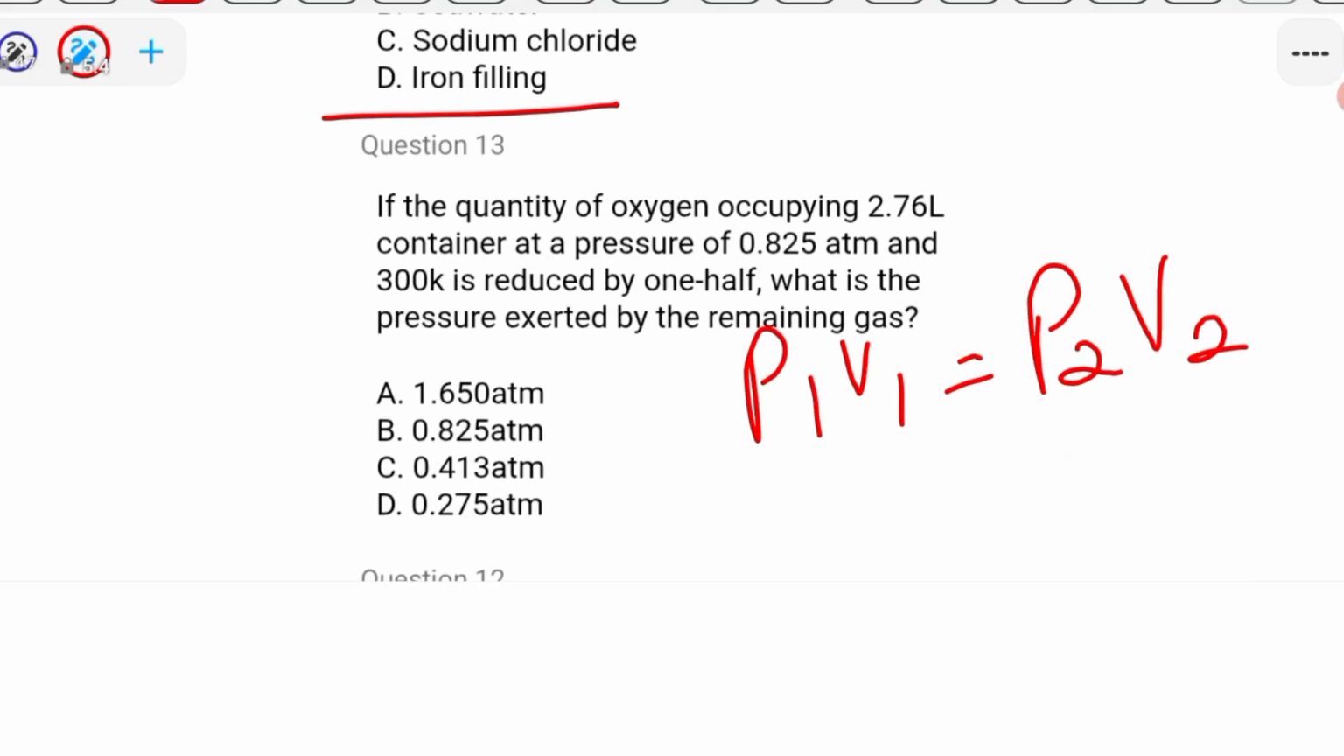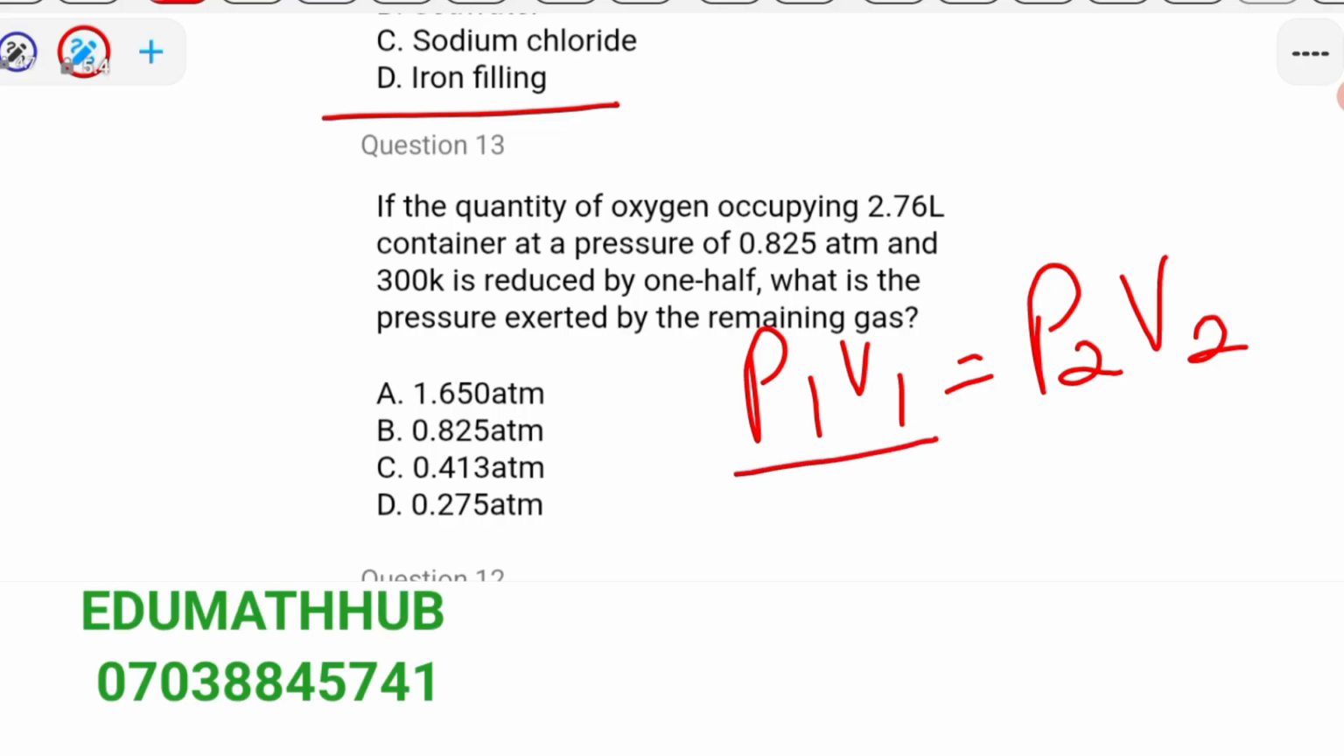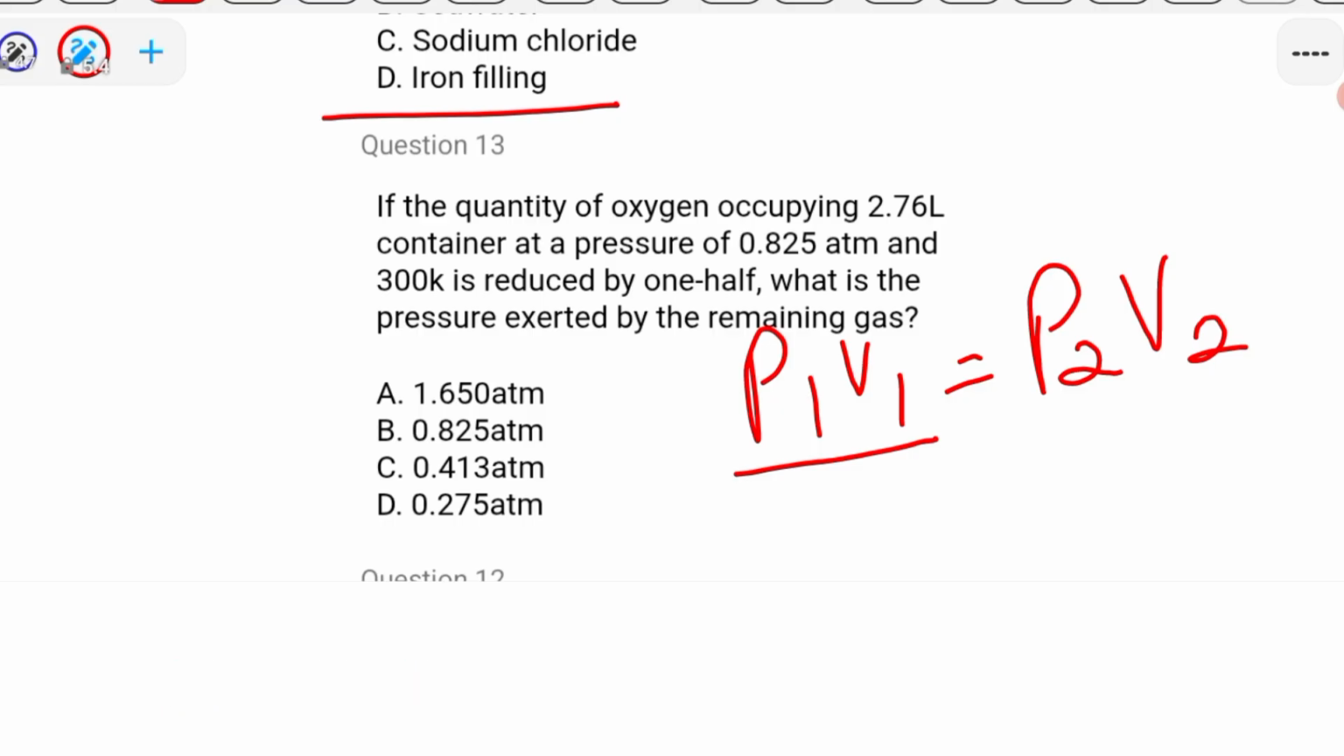So just check by how much the volume is reduced. Since there's an inverse relationship between pressure and volume, check how much the volume is reduced, and use it to multiply the pressure. You can see that the volume was reduced by half. So that means you're going to multiply the pressure by 2. You understand? Because there's an inverse relationship between pressure and volume, once the volume is reduced by half, you multiply the pressure by 2.